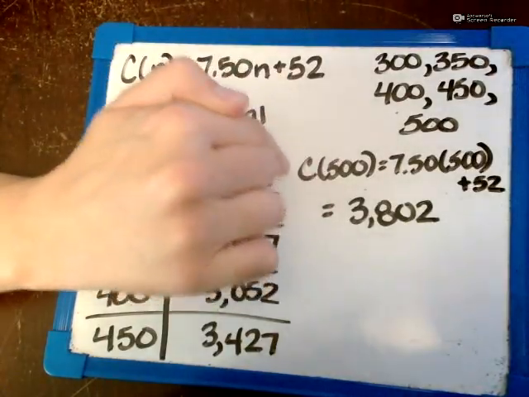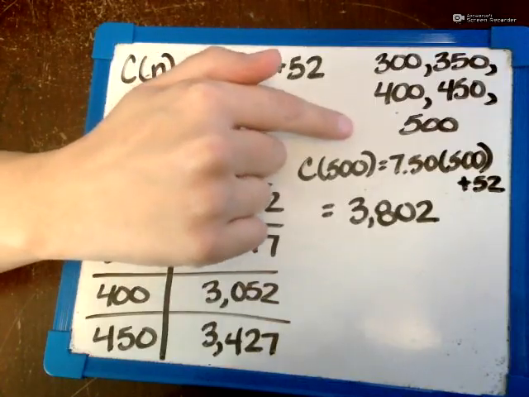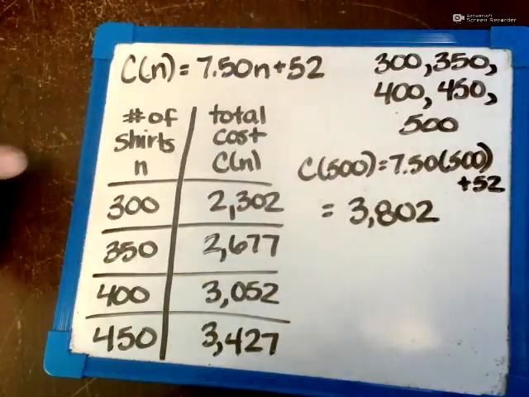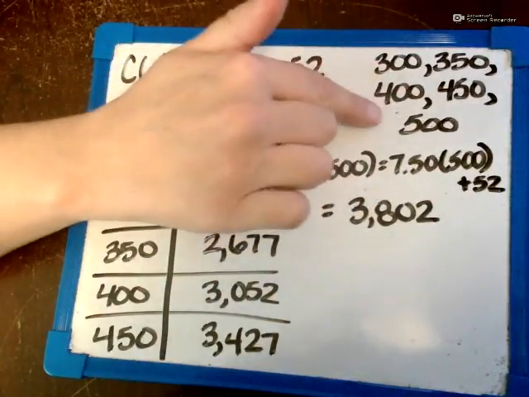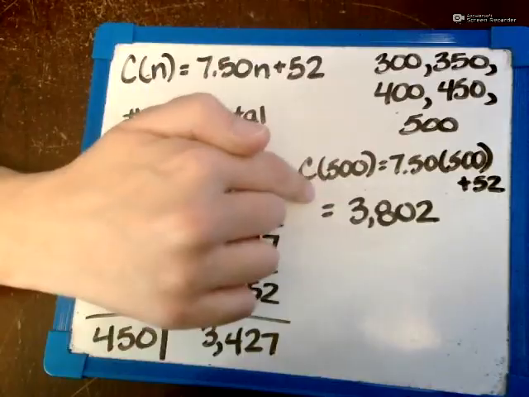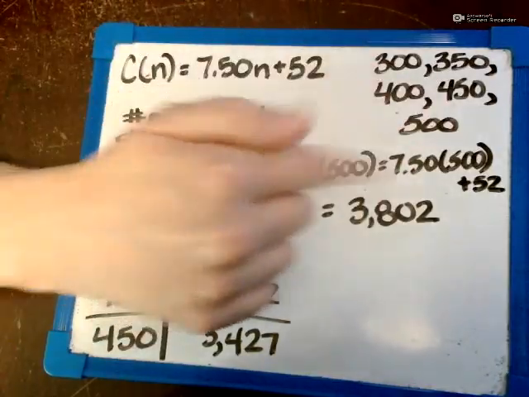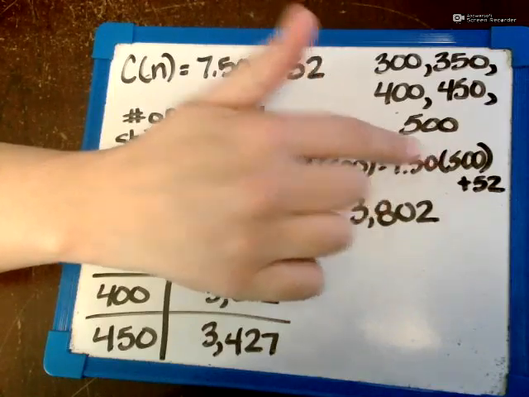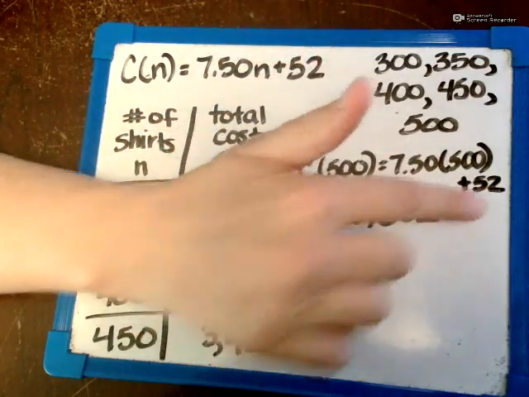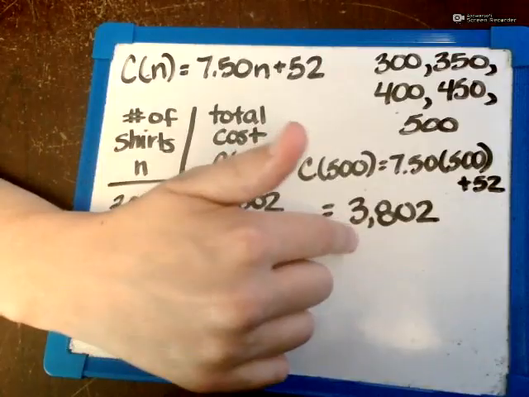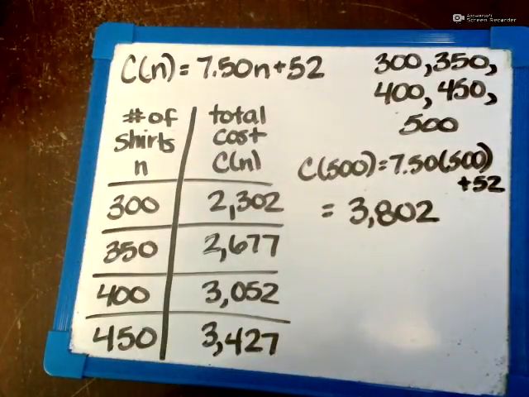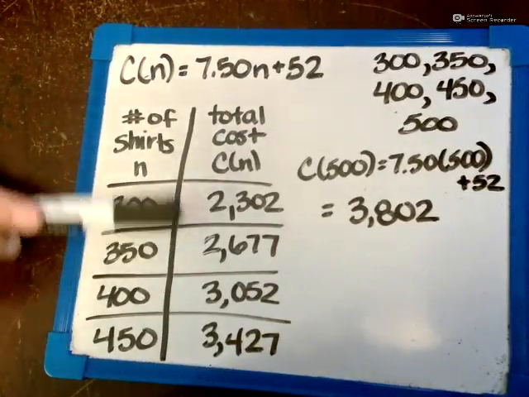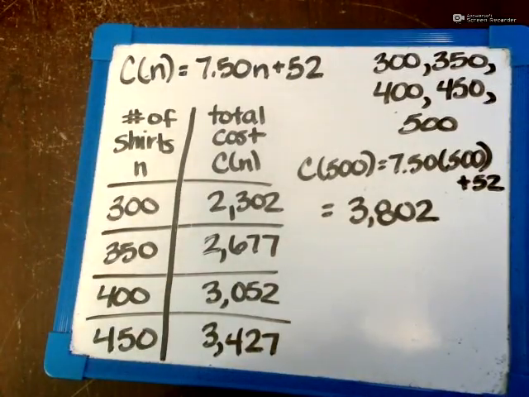So this is the table, this is the information, and we'll just do the last one. So for 500 shirts, it's C of 500 is equal to 7.50 times 500 plus 52. All we're doing is taking our last x value, 500, plugging it in for each x, and then solving. So we multiply 7.50 times 500, take that answer, add 52, and you end up with $3,802. And what this shows is that we can infer for the more shirts they order, the higher the cost is going to be.